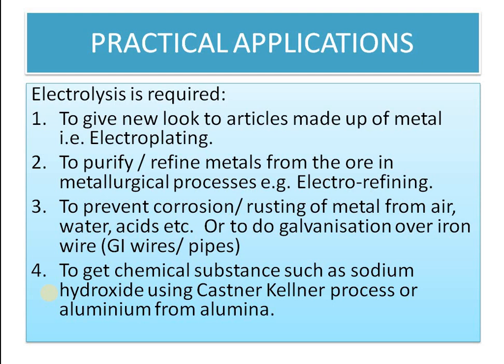Next is GI wires also, galvanized iron. Normally we may not know what a GI wire is. GI is galvanized iron. Its pipes are also possible, and wire also. Next is to get chemical substances such as sodium hydroxide. For example, in class 12 we have stated that we get sodium hydroxide through the Castner-Kellner process, which undergoes electrolysis. These are the practical applications of electrolysis.